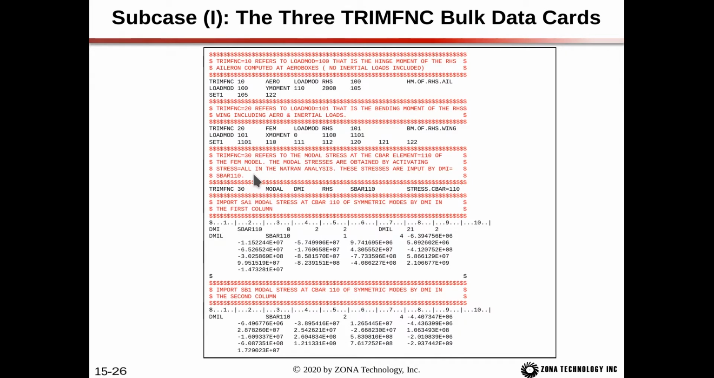And the next, trim function 30, refers to the modal stress at a C-bar element 110 of the FEM model. The modal stresses are obtained by activating stress all in the Nastran analysis, and these stresses are input by the DMI equals S-bar 110. So this is our stress at C-bar 110. This DMI defines the modal stress for C-bar 110, so we've obtained these values from Nastran.